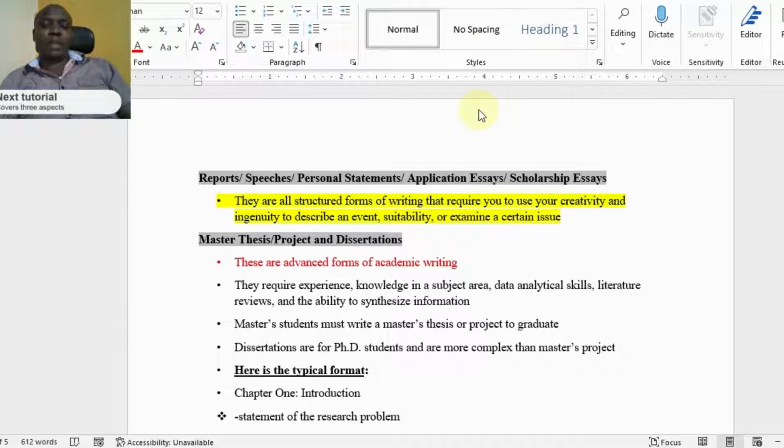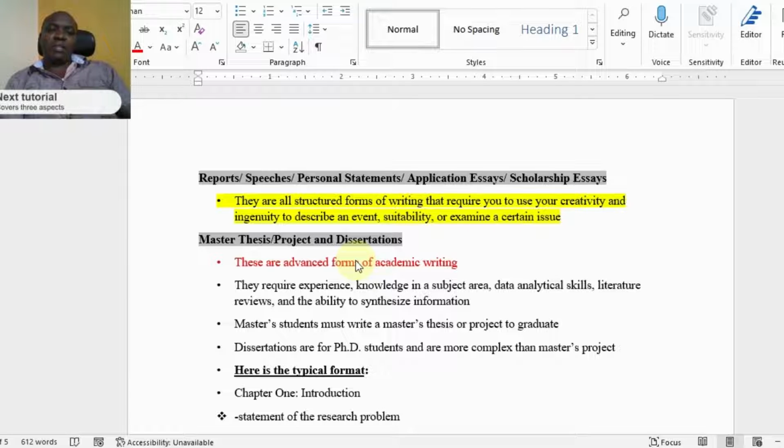So still under the types of papers, we are now looking at the reports, speeches, personal statements, application essays, and the scholarship essays. By definition, these are the structured forms of writing.